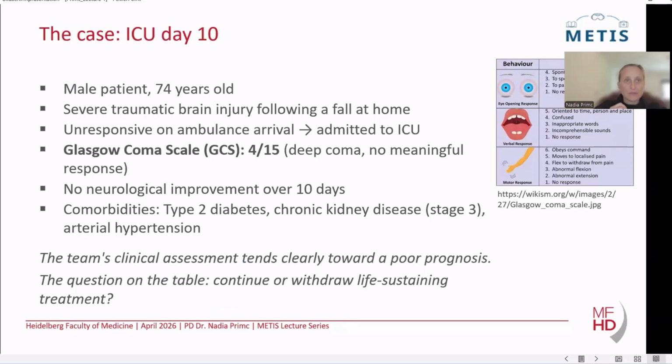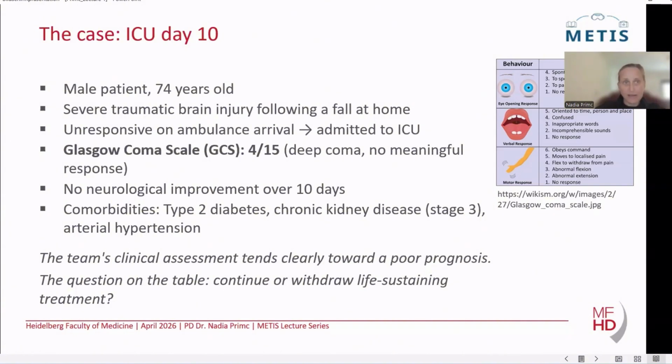And as I said, I want to start not with a definition or a list of principles, but with a case. Our clinical case is the following one. A 74-year-old man fell at home and suffered a severe traumatic brain injury. When the ambulance arrived at his home, he was unresponsive. He was admitted to the intensive care unit, the ICU, where he has ever been since.